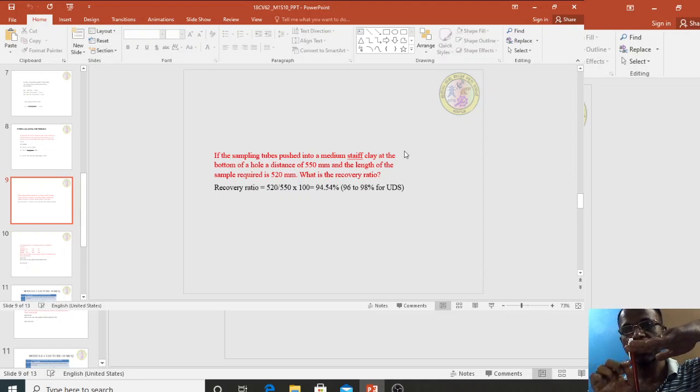It can be said only through recovery ratio. What is meant by recovery ratio? Recovery ratio means the length of sample collected in the tube divided by the total depth of penetration. Total depth of penetration is 550 millimeter. Length of sample collected is 520 millimeter. Therefore, recovery ratio is 520 divided by 550 into 100, which is 94.54%.